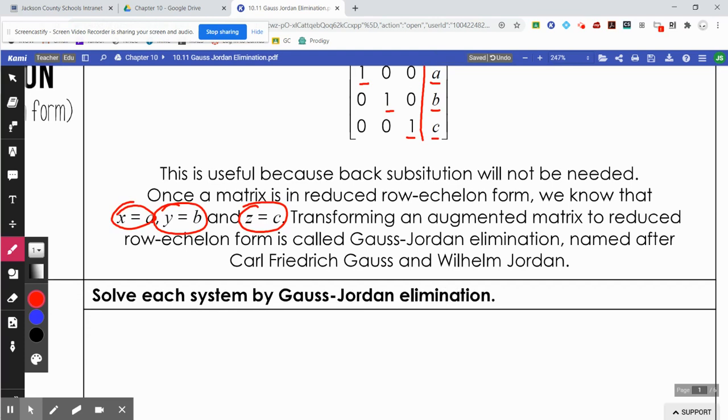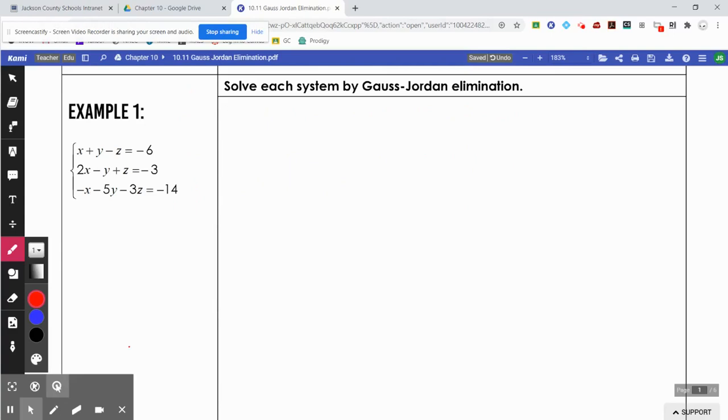Transforming an augmented matrix to reduced row echelon form is called Gauss Jordan elimination, named after Carl Friedrich Gauss and Wilhelm Jordan. Okay, example number 1 says solve each system by Gauss Jordan elimination. So let's first write this as an augmented matrix. And from here on out, the steps are going to be identical to those elementary row operations we did in the last section. However, we do have a little bit more to do.